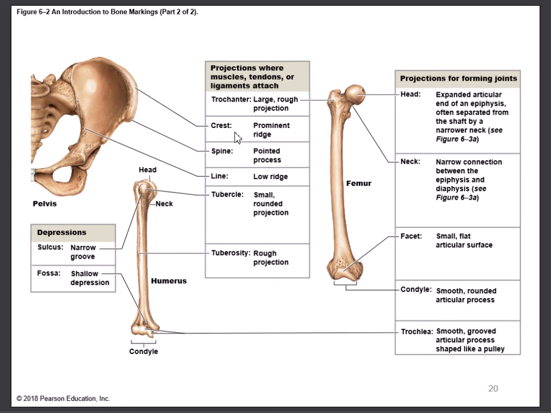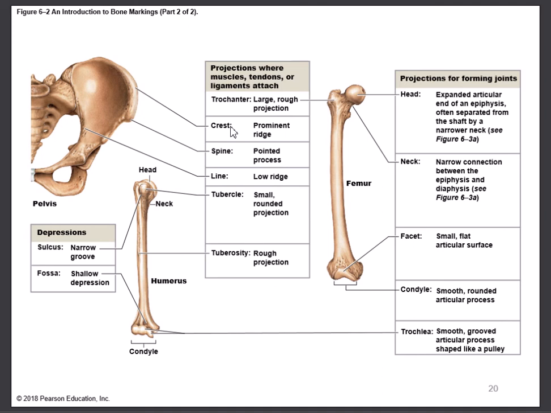This middle column here are projections, and the job of these bumps and projections is to act as points of attachment for muscles and ligaments. So the first projection is known as a trochanter. This is only found on the femur. I put in your notes there, it's only found on the femur. So this big bump right here is the greater trochanter, and there's another little bump over here. It's actually pretty big. It's called the lesser trochanter, right? We only find trochanters on the femur. No other bone would have it.